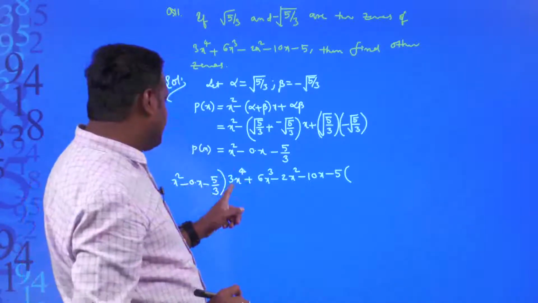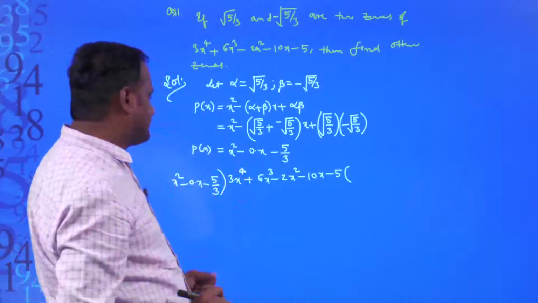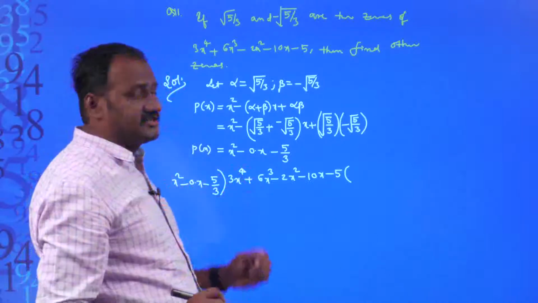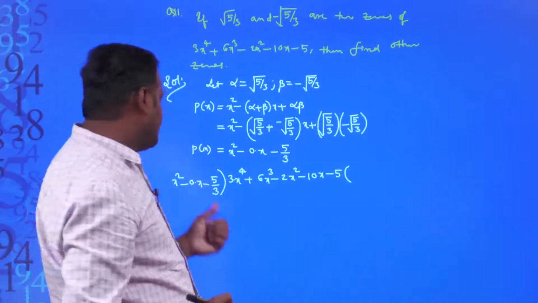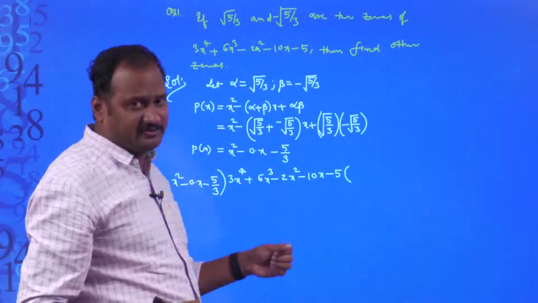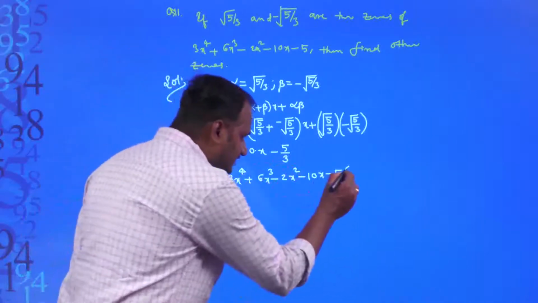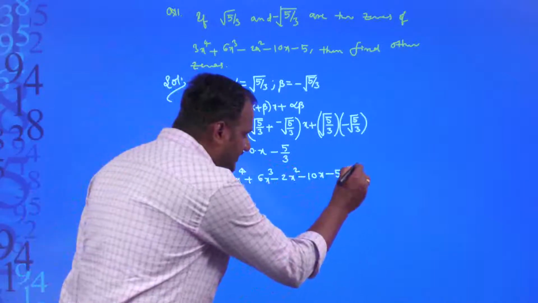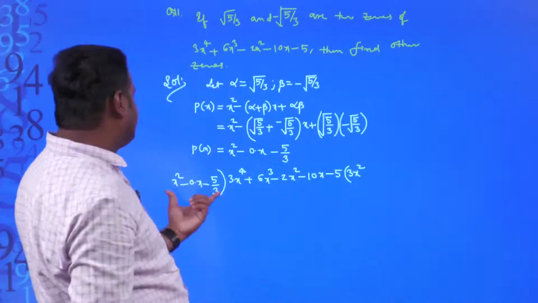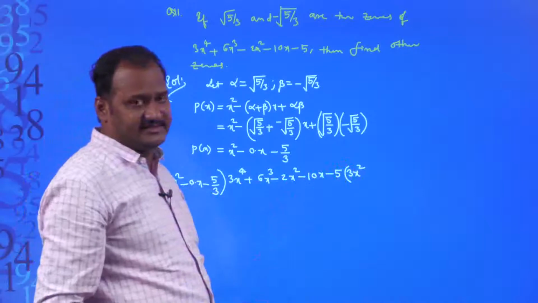Yes. 3x to the power of 4 this is, then this is x square. X square into how much is equal to 3x to the power of 4? X square into x square is x power 4. That x square into 3 is equal to 3x square. So that 3x square should be written here. Now multiply these three terms with 3x square.